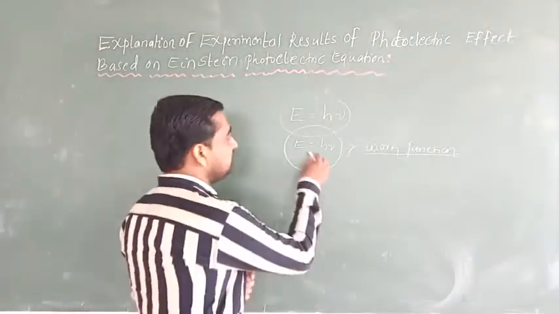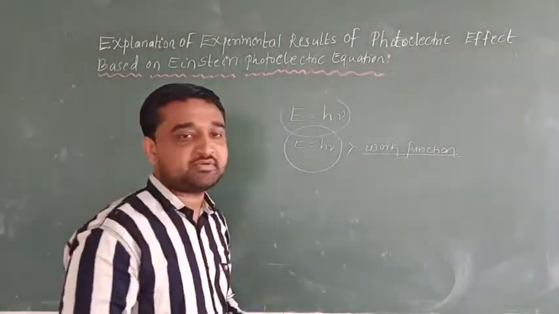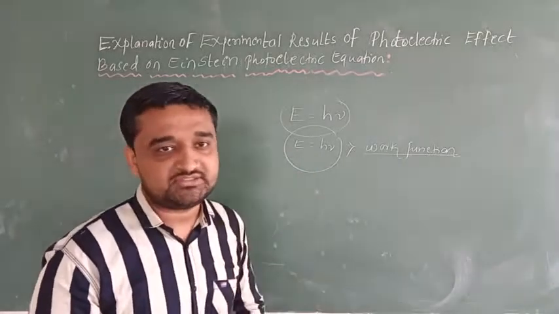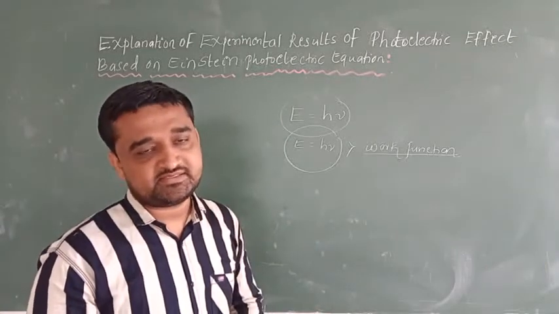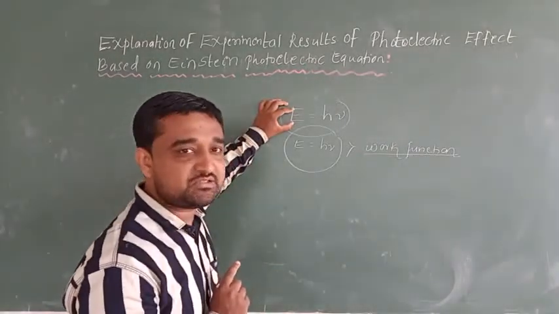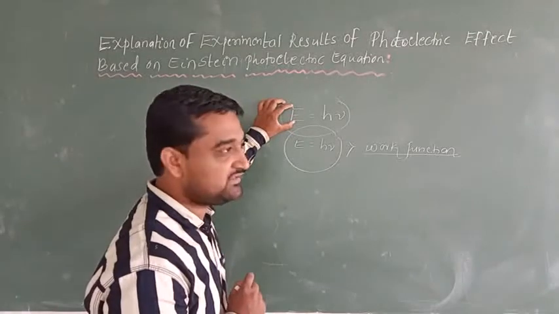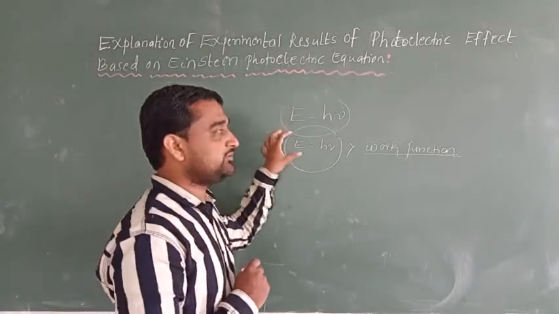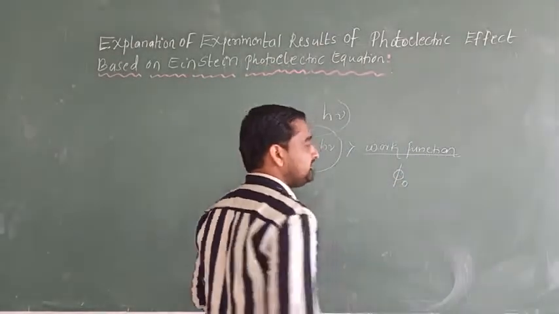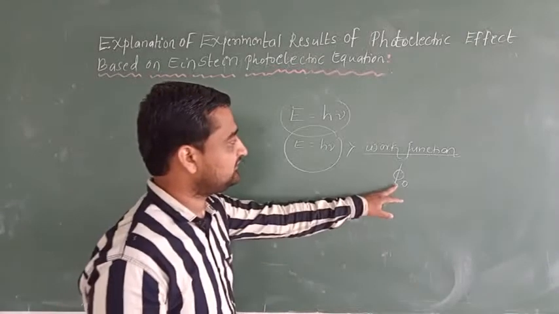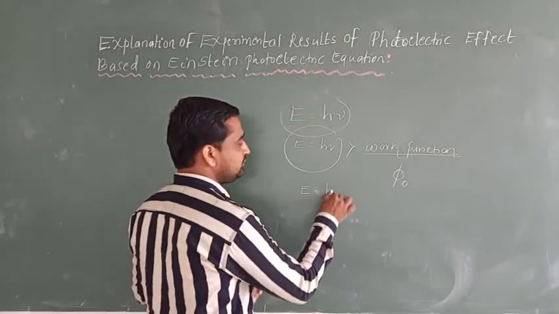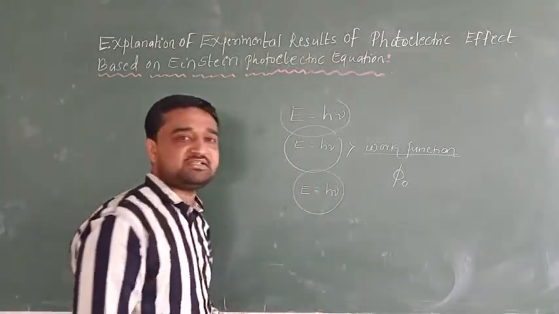If the energy of the incident photon is greater than the work function, then the excess energy will be the kinetic energy of the emitted electrons. So E equals h nu is the energy of the incident photon. The minimum amount of energy required for the electron is called the work function. It is denoted by the symbol phi naught. So the work function of the metal is phi naught. Then E equals h nu is the energy of the incident photon.